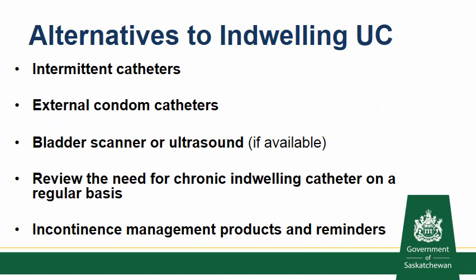Alternatives to an indwelling urinary catheter are using intermittent catheterization for residents with a spinal cord injury or bladder emptying dysfunction, external condom catheters for male residents without urinary retention or bladder outlet obstruction, and, where it is available, using a bladder scan or a portable ultrasound machine to monitor for urinary retention or large volumes of residual urine.